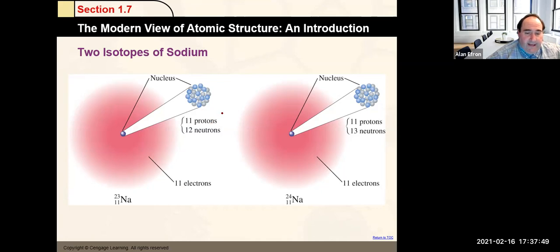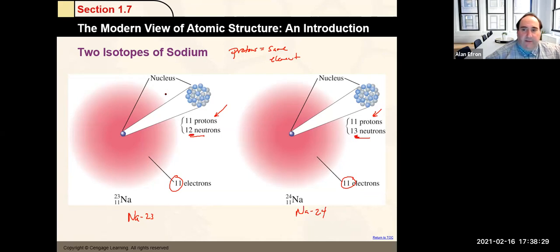So here's an example of sodium. This sodium has 11 protons, and this one also has 11 protons, so they are the same element because the number of protons is the same. The difference is that one has 12 neutrons in the nucleus and one has 13 neutrons. Both still have 11 electrons. That's what gives us our difference. This is sodium 23, also sometimes written like this, and this is sodium 24. The difference is the one neutron between the two.